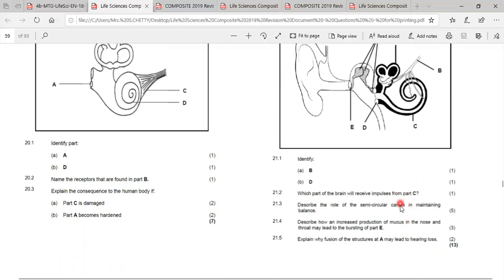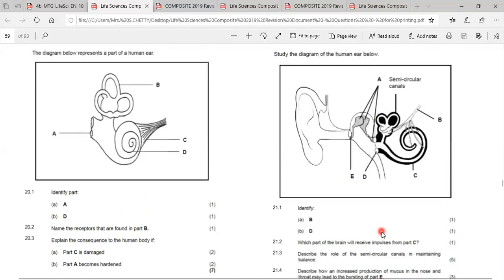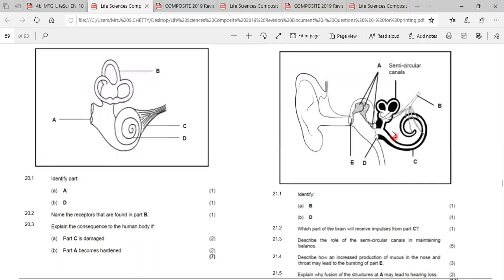Straightforward theory. Describe how an increased production of mucus in the nose and throat may lead to the bursting of part E. There we go. Now, what happens, we said the eustachian tube opens up into your throat. So when you have a sore throat, my darling, the mucus travels up here. Now, when the mucus fills up this area here, you find that the eustachian tube would not be able to suck up any air or to expel any air.